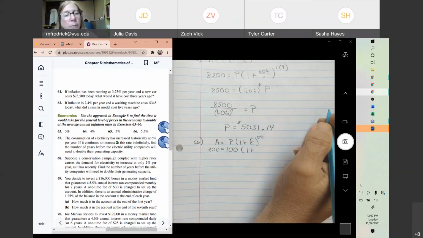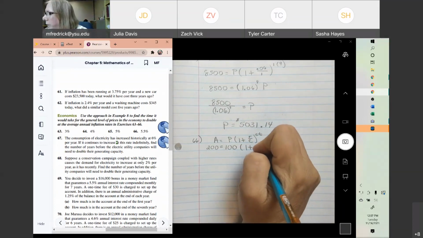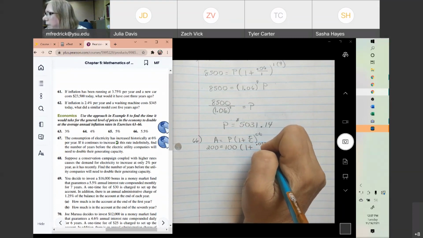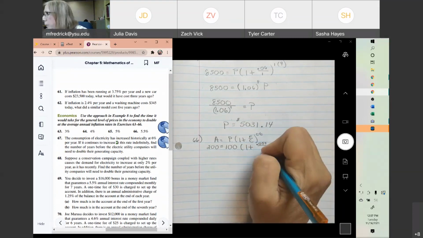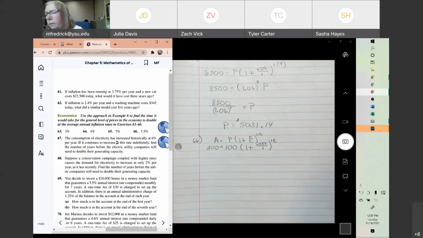1 plus the rate was 5.5, written as a decimal, 0.055. Compounded annually was 1. And we're looking for how long it takes. So we're looking for T. Any questions?